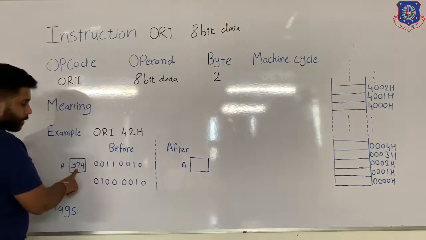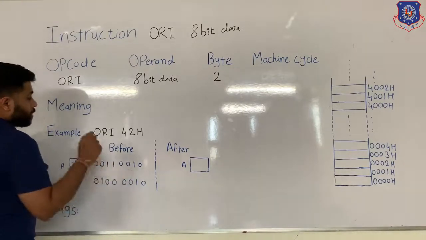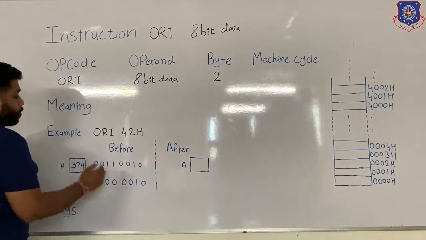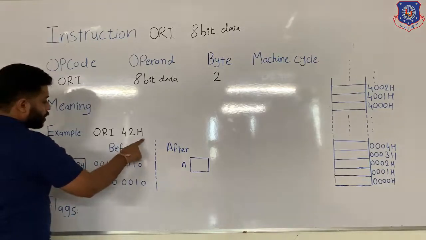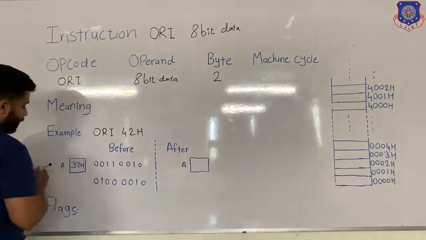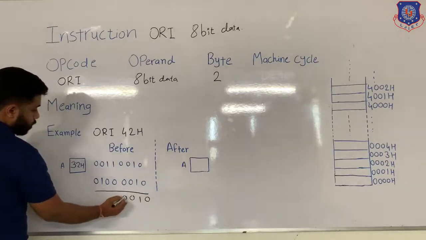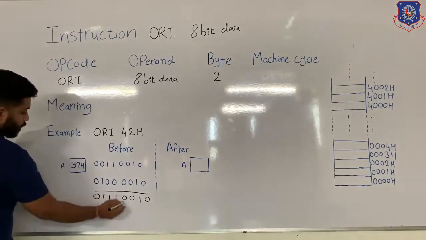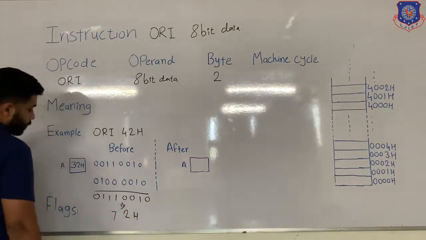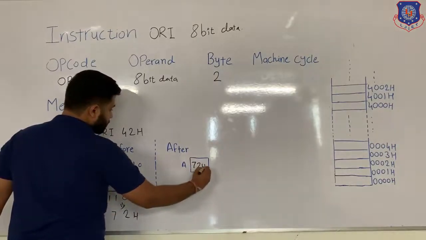H means hexadecimal. If you convert it into binary, you will get this number. The binary equivalent of 42H is also seen here. So when we perform ORI 42H, logical OR will be performed between these 2 numbers and the answer will be stored in the accumulator. Let's perform logical OR. So 0, 1, 1, 1, 0, 0, 1, 0. If you convert into hexadecimal, you will get 72H. So after the execution, the answer will be stored in the accumulator and the accumulator will contain 72H.